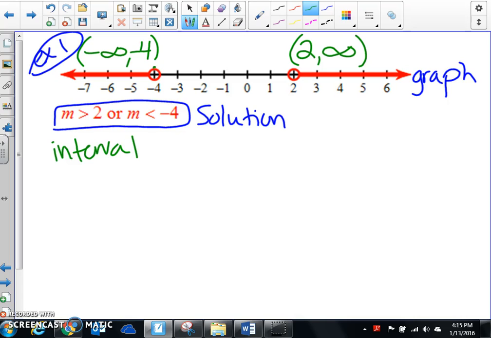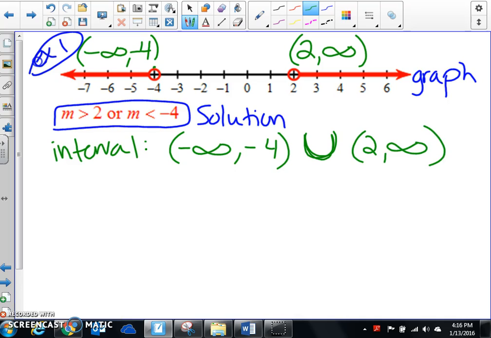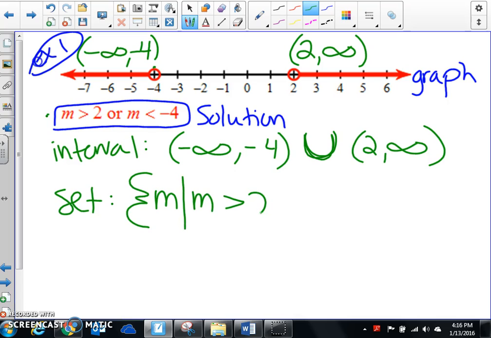Now this is a union, remember, because this is an or. Ors go away from each other. So if this is a union, I would just rewrite them as negative infinity, comma, -4, union, 2 to infinity. All right, and then my set notation is just like what I did for my regular one variable inequalities. I take the solution, I use my brackets, m for all m greater than 2, or m less than -4. That's it.